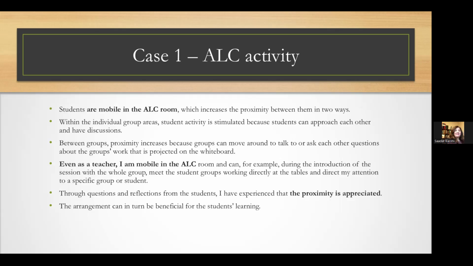Even as a teacher, I am mobile in the ALC room. I can, for example, during the introduction of the session or with the whole group, meet the student groups working directly at the tables and direct my attention to a specific group or a specific student. Through questions and reflections from the students, I have experienced that the proximity is appreciated. And the arrangement can, in turn, be beneficial for the students' learning.